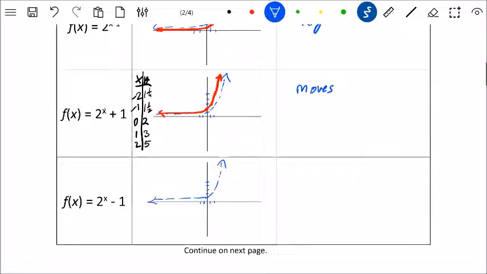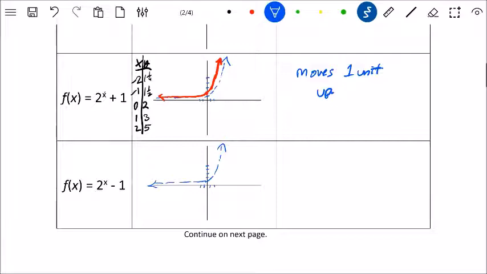Moves 1 unit up. And the other one is the exact same thing, but now it's going down. And I'll even just write that first. Moves 1 unit down.